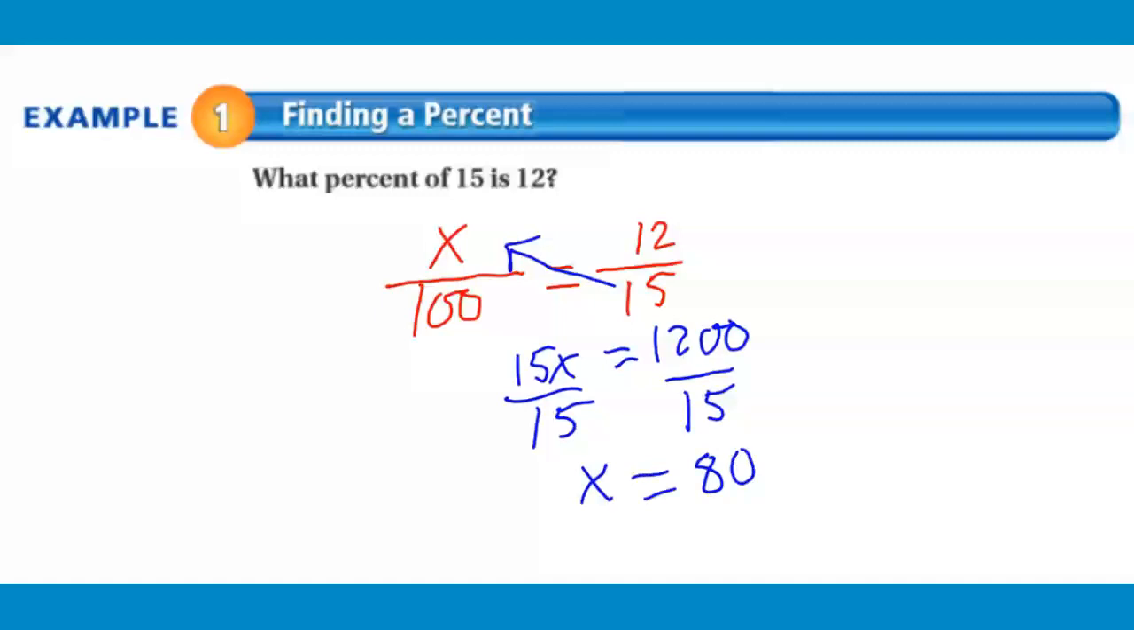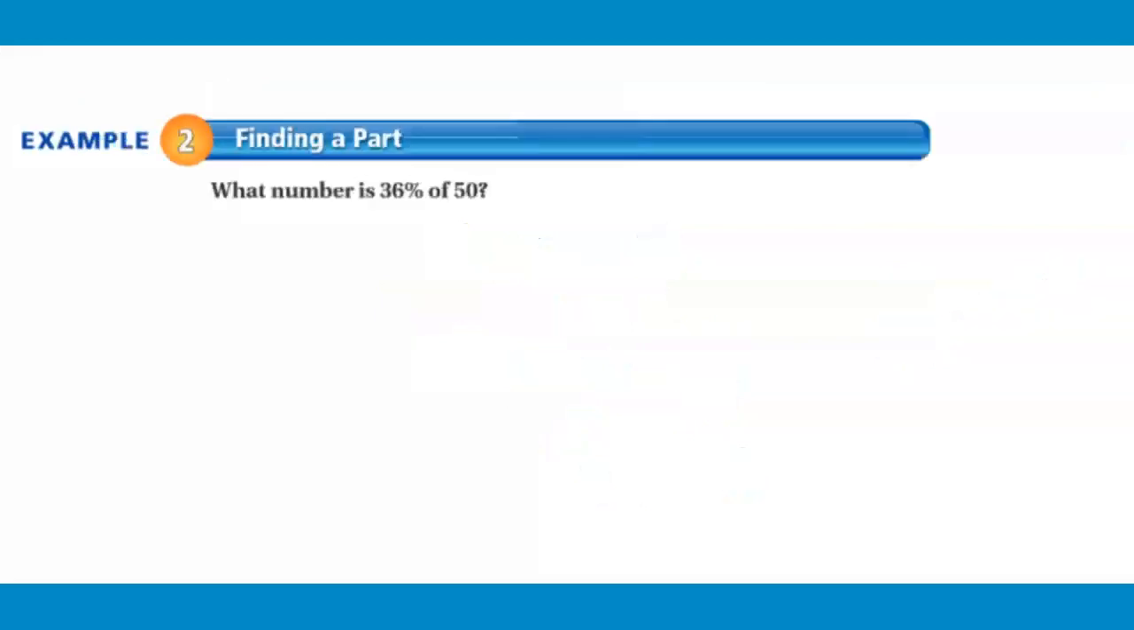So my answer here, what percent, so x would now go back over top of 100, so I have 80 over 100, and we know that that is equal to 80%. There you go, that's finding the percent. So let's look at another problem, finding a part.